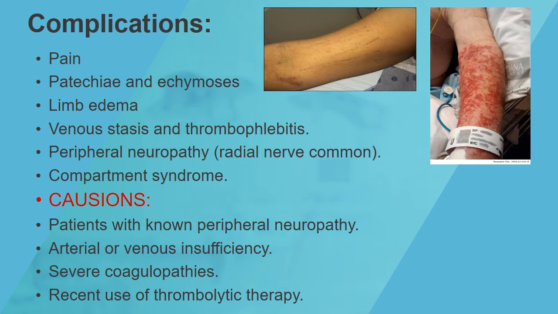Petechiae and ecchymosis can be there, as you can see in these two pictures of the arm with the BP apparatus: there is petechiae in the first picture, and in the second picture you can see the ecchymosis distally. Limb edema can occur distal to the cuff. Venous stasis and thrombophlebitis can occur. Peripheral neuropathy can even occur, especially of the radial nerve, and compartment syndrome in very rare cases.